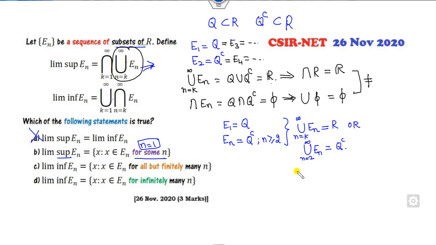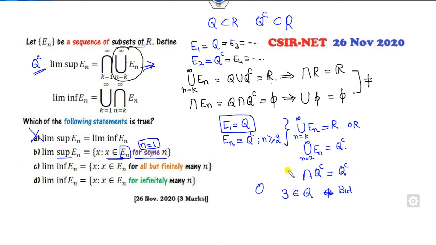Fine. But if I take the intersection of the union of this, what is the intersection of this Q complement? It is my Q complement. Fine. So if I consider this is my Q complement for any x in the E, what does it mean? This is my Q complement, but x is in E1. E1 is my Q. So definitely you can take any, say 3 is in Q. But 3 does not belong to the Q complement. So that means this is a false statement.